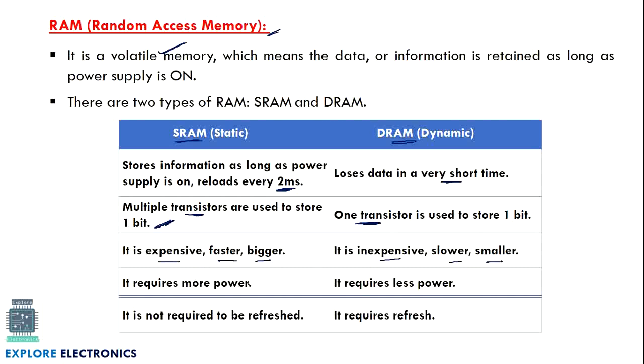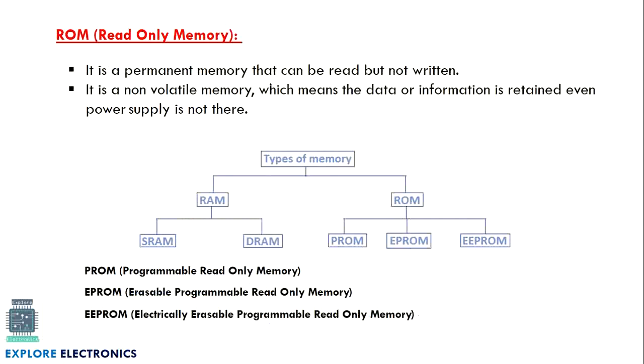And SRAM requires more power. DRAM requires less power. SRAM is not required to be refreshed. Here in DRAM, refreshing is required. That is the difference between SRAM and DRAM. And then ROM, read only memory. What is read only memory?